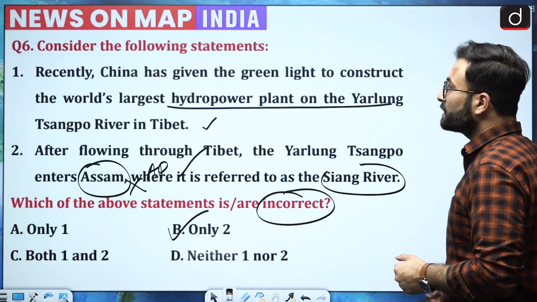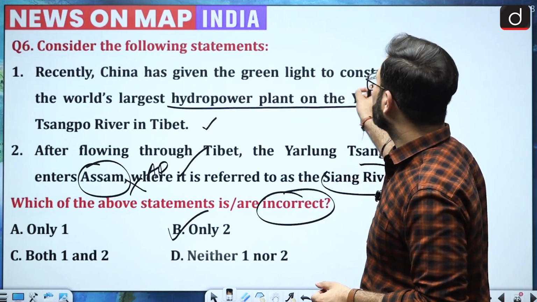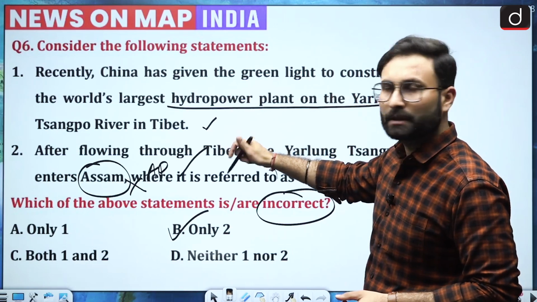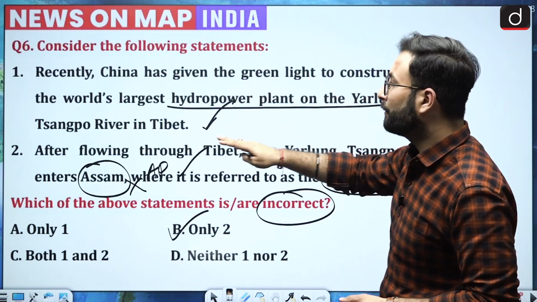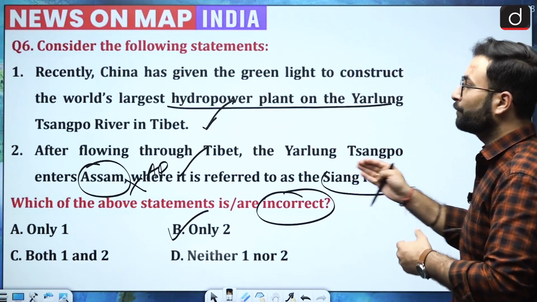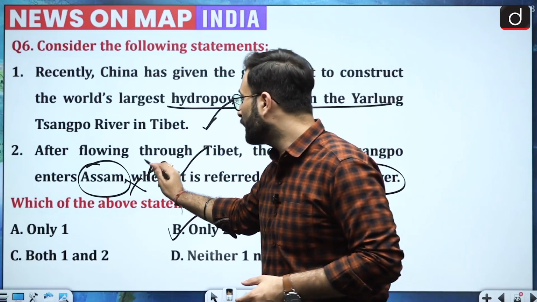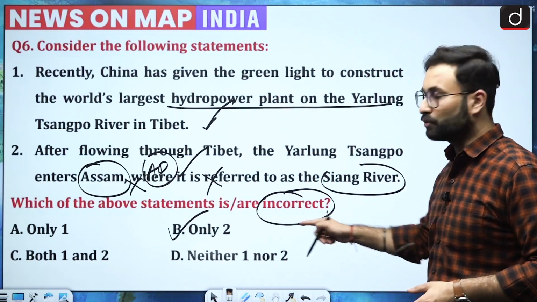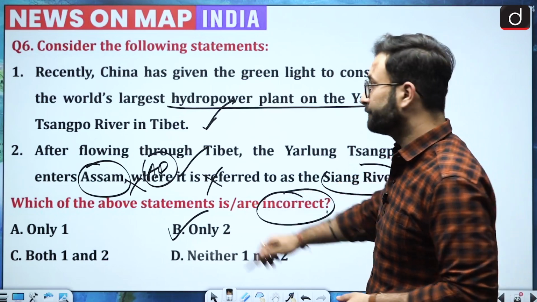Again, let's see the statements. Recently, China has given the green light to the construction of the world's largest hydropower plant on the Yarlung Sangpo River in Tibet. Now this is correct. Coming to the second one, flowing through Tibet, Yarlung Sangpo enters into Assam. Now this is entering into Arunachal Pradesh and not in Assam. So statement 2 is incorrect, and they are asking you which one is incorrect. So option B would be your right answer over here.